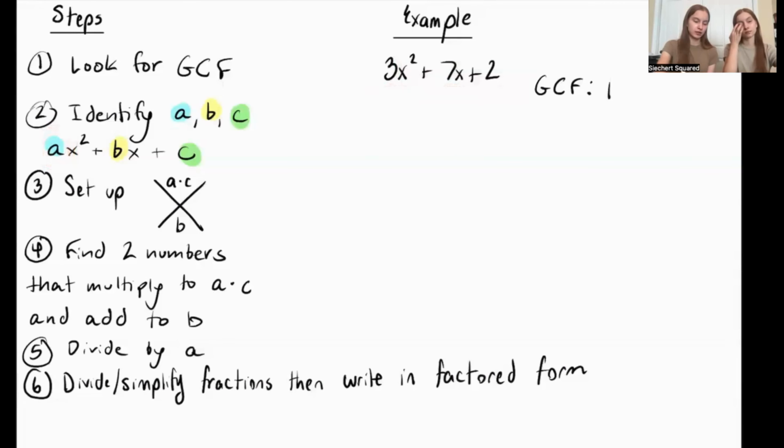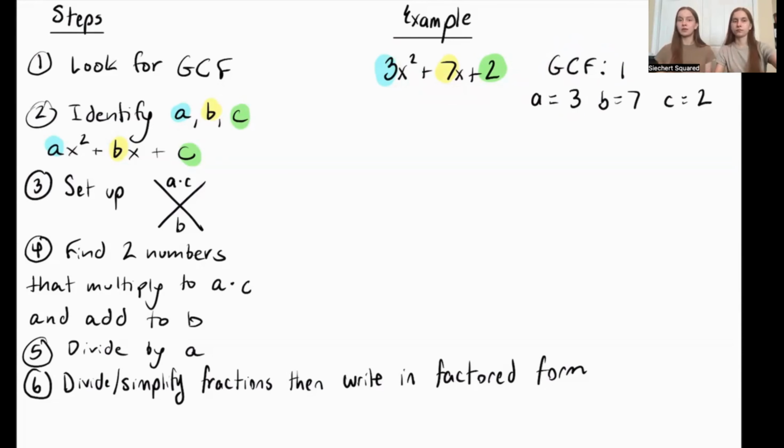The A should be the number in front of the x squared, which in this case is 3. The B is in front of the x, which is 7, and the C is just the number, which is our 2. So just going to label that off to the side. A is 3, B is 7, and C is going to be 2. Always be on the lookout for any negatives that might be there. So now that we have our A, B, and C, we can set up this diamond or this X.